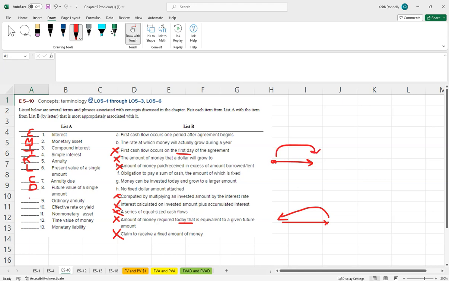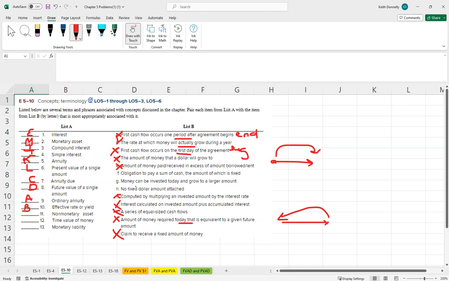Ordinary annuity, 9. That one's going to be A. First cash flow begins 1 period after the agreement begins. So it means basically at the end, versus the beginning for annuity due. Effective rate or yield, for 10, that one's going to be B: the rate at which money will actually grow. We distinguish that stated rate from the effective rate, what you actually earn on it. When you have compound interest, many times the effective rate can be greater than the stated rate.